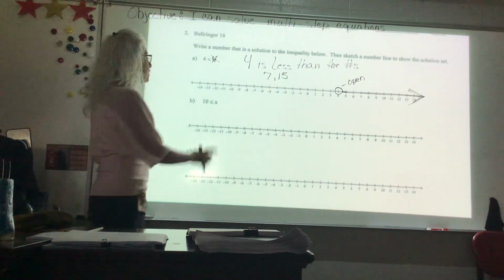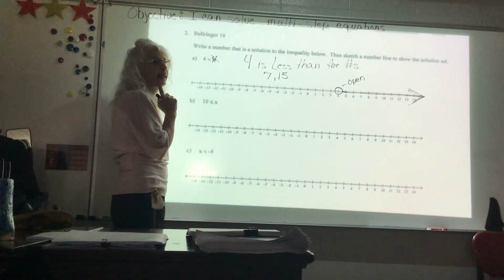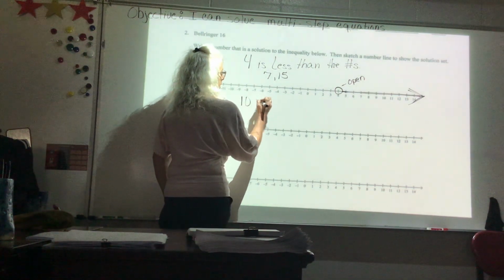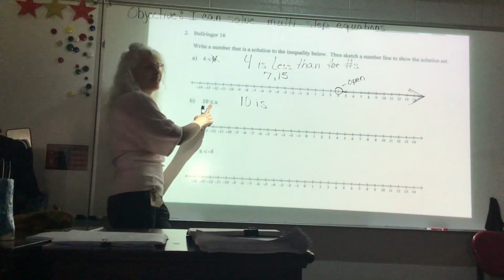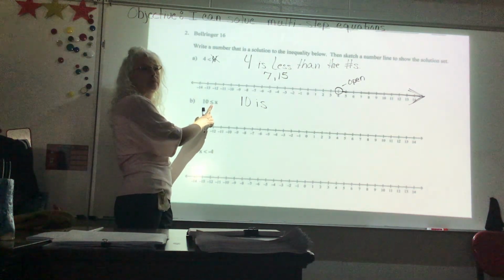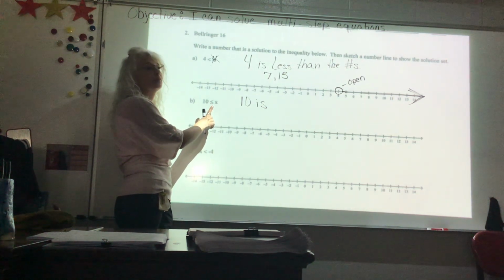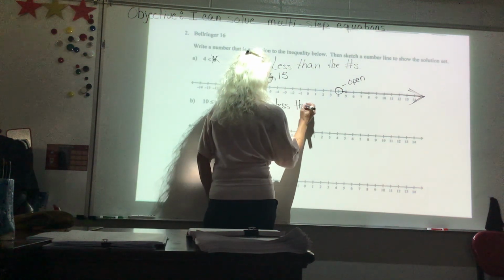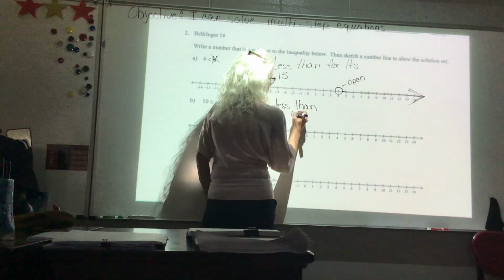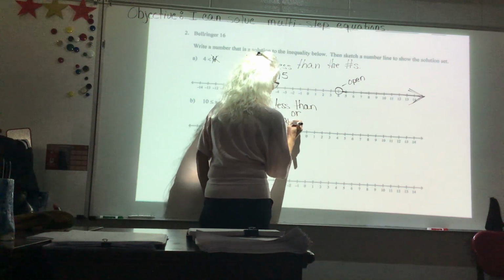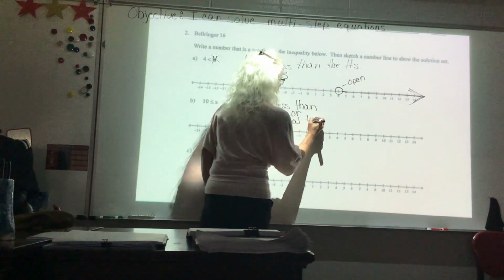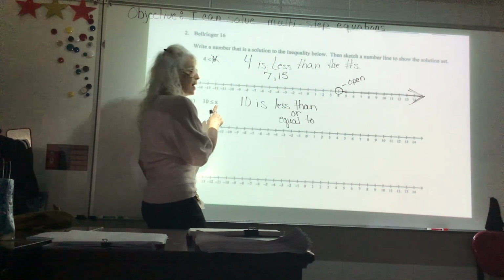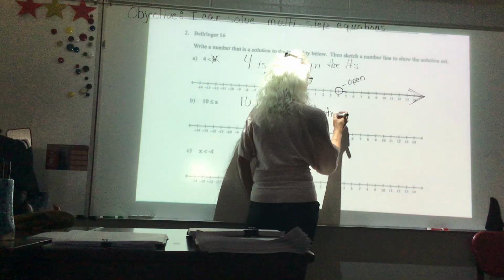Problem B, what does the inequality start with, everybody? So my sentence is going to start out with 10 is, what is this inequality called? Less than or equal to, and then what's the next thing in my inequality? X. The numbers.